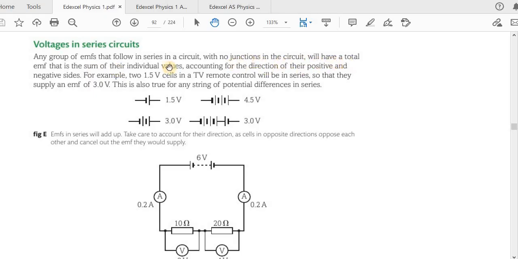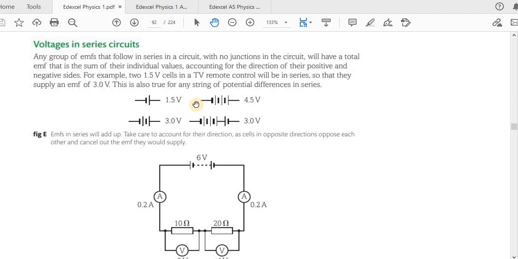With no junctions in the circuit, we'll have a total EMF that is the sum of the individual values, accounting for the direction of their positive and negative sides. For example, two 1.5 cells in a TV remote control will be in series. Now, if you take any electrical device that is using batteries, we always place the batteries so that the opposite terminals are facing each other in that circuit. So the total EMF will therefore be the sum of the individual EMFs of those cells.